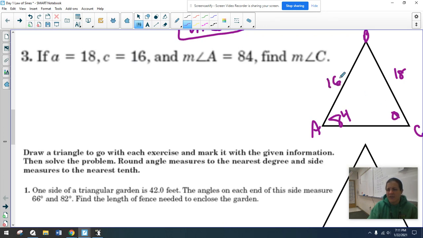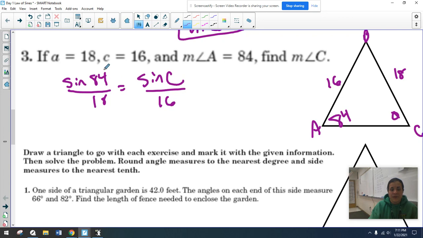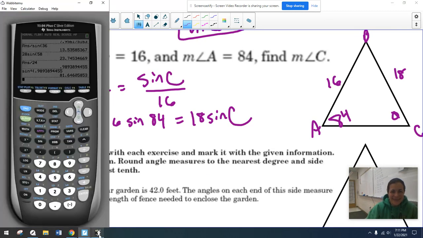So you do not have to draw a triangle, but some people are visual. If you can see that 84, big A is going to go over little a, you can do that just fine. So sine of 84 over 18. And then sine of c, which I don't know, over little c. And then same thing. So you're going to cross multiply. So I have 16 times the sine of 84 and 18 times the sine of c.